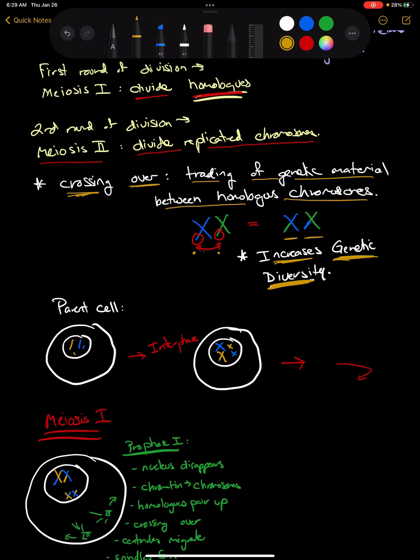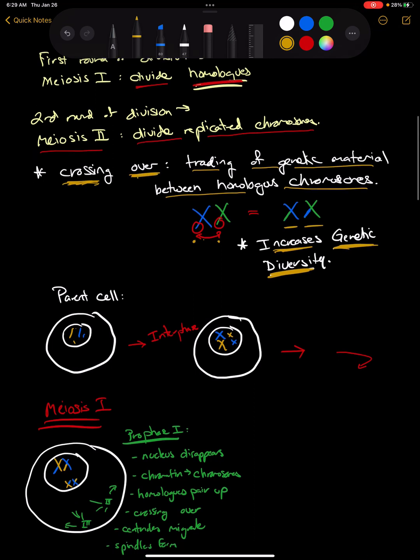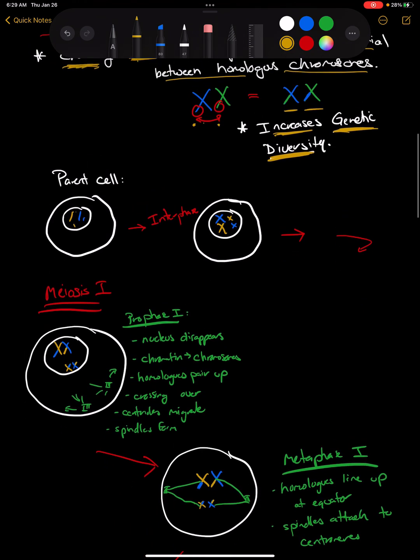This is why, if you look at a family with brothers and sisters from the same parents, they're not identical. They share similar traits and characteristics, but they are also unique, and they're unique because of this crossing over, because I can switch places with my homologous chromosomes and get different varieties.